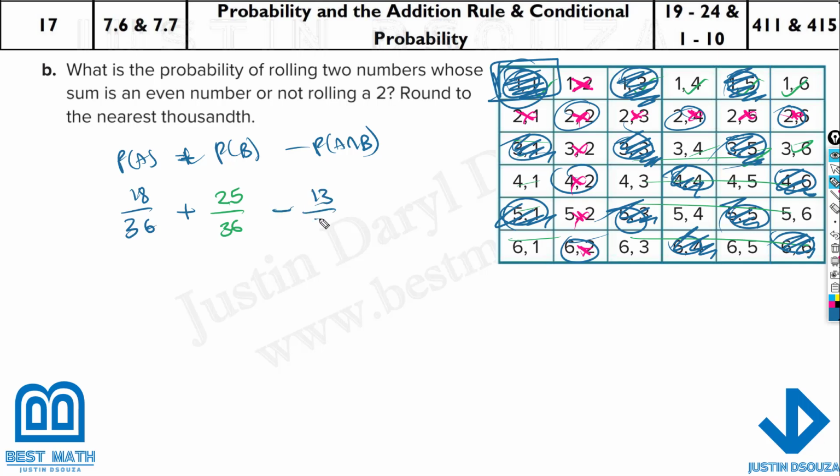So it's minus 13 by 25. You just have to put this in the calculator and you'll get the answer. It'll be 12 over here. At 12, it's going to be 30 by 36.